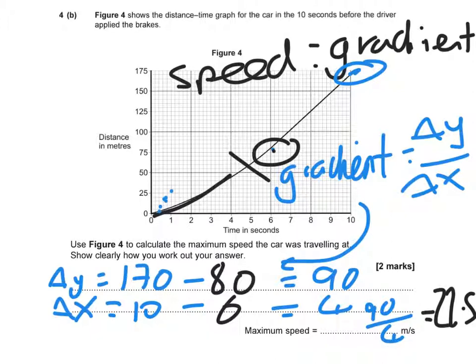Just to run through where you get the marks for that, you get 1 mark for getting the idea that it's the gradient and using numbers from the graph, and the next mark is for getting the correct answer, which is 22.5. If you just did 170 divided by 10, so your answer around 17, that would have only got you 1 mark.